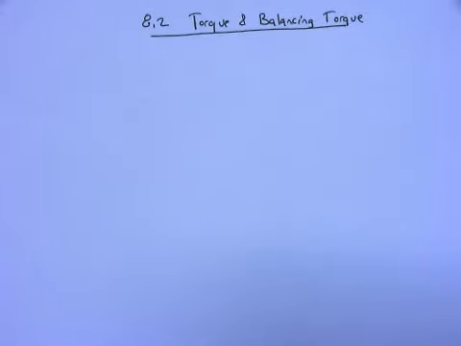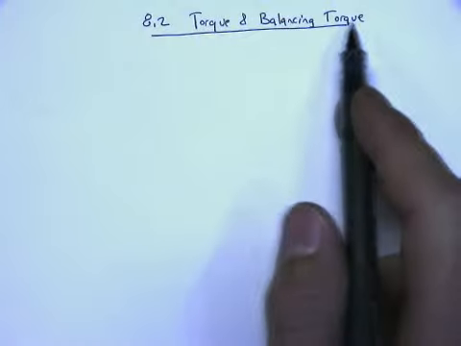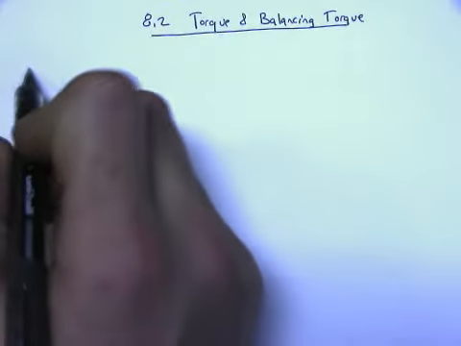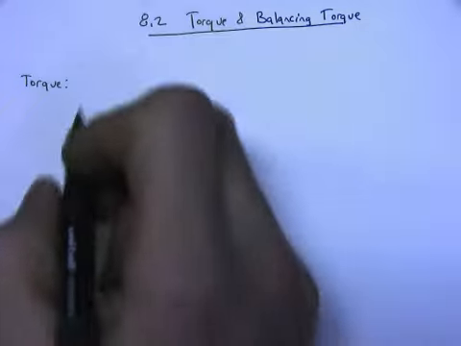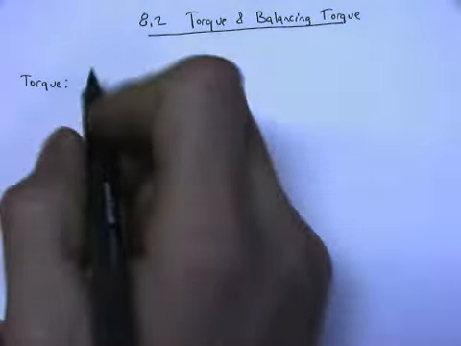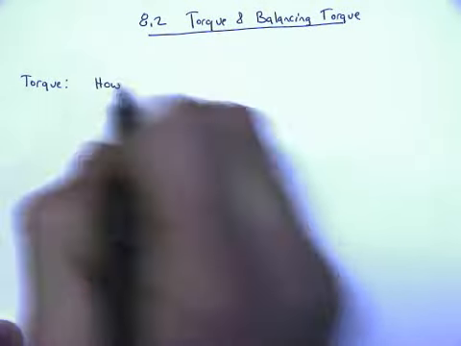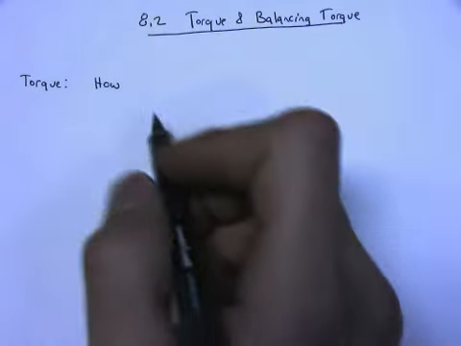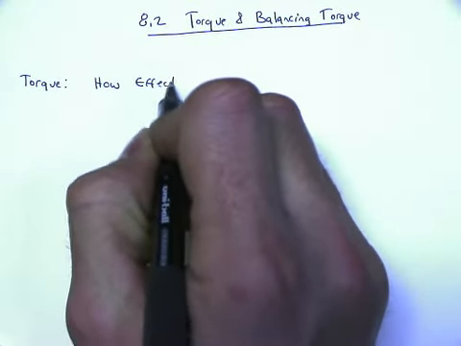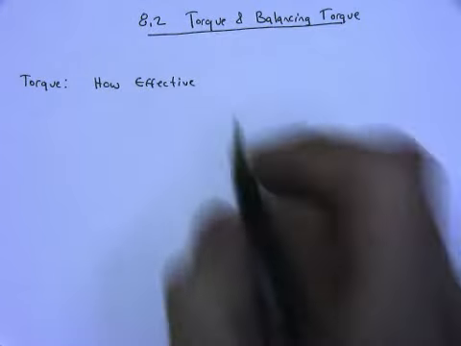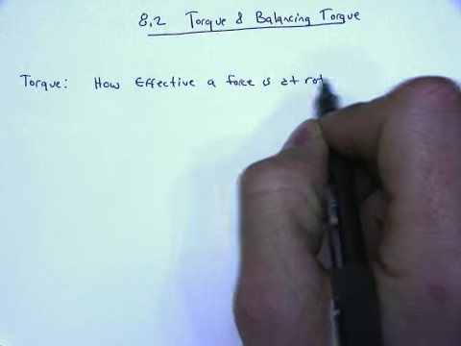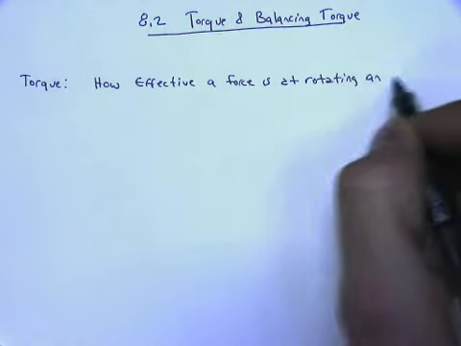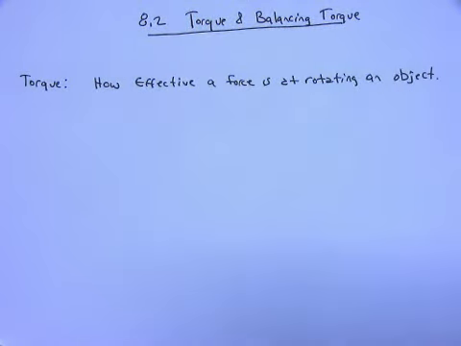Alright, section 8.2 deals with torque and balancing torque. Now the definition of torque is how effective a force is at rotating an object.